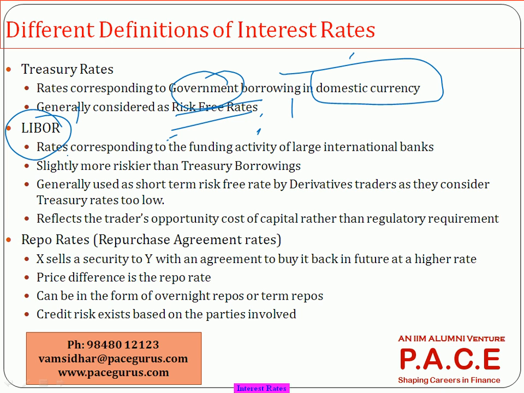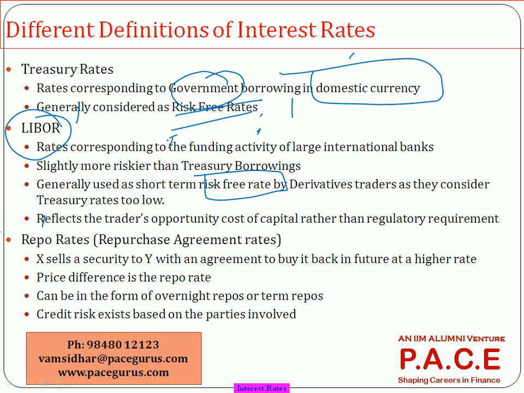And what they have also seen is that they consider the treasury bill risk-free rate too low, and that too because of regulatory requirements, and also it's not reflecting the true opportunity cost of capital for the trader. So from that standpoint, they look at LIBOR as the risk-free rate for all kinds of derivatives transactions.